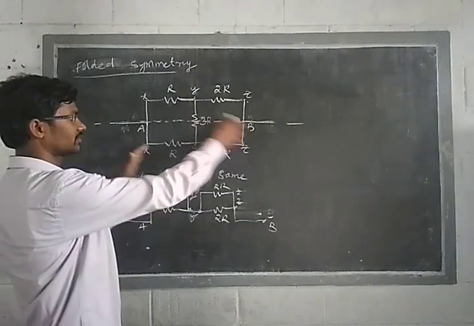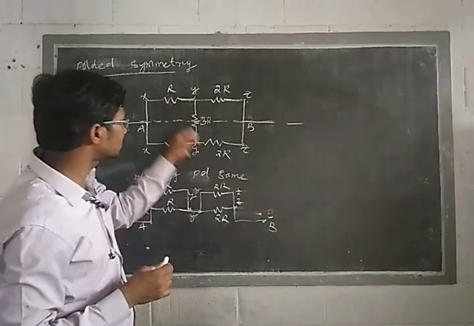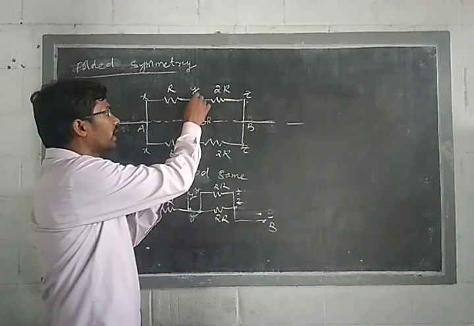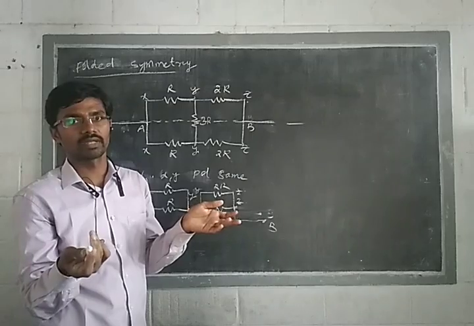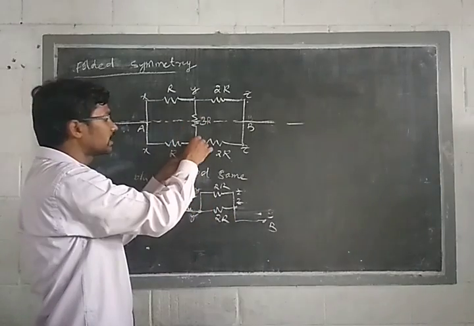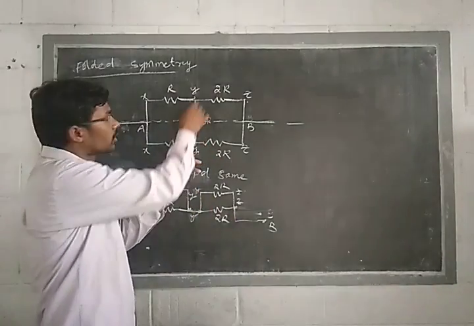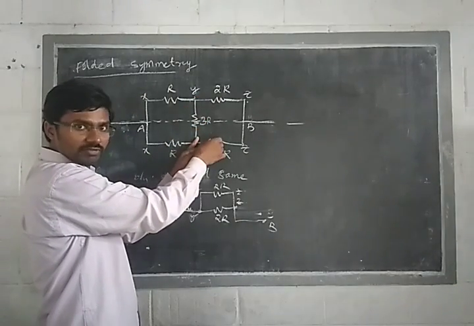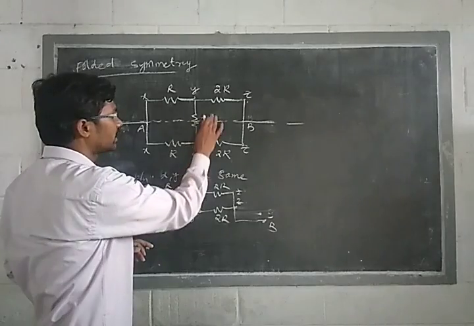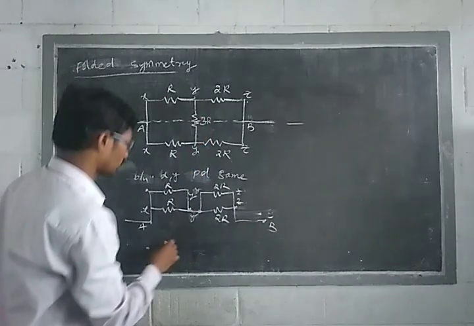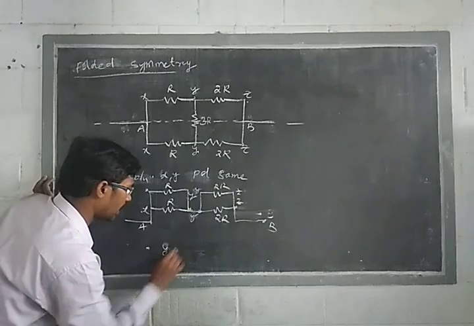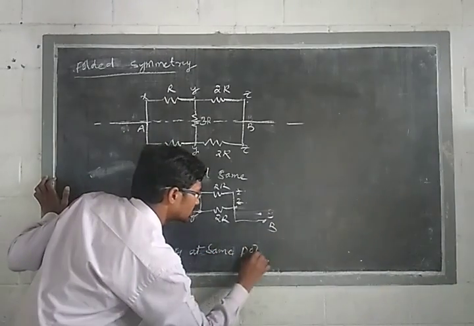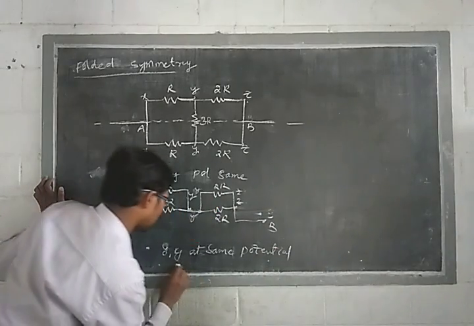Just complete it. This one you need not consider. But what about this 3R resistance? Please tell me. Across the 3R resistance, you can see Y and Y are at the same potential. Y and Y are at the same potential, so what is the potential difference? 0. Potential difference 0 means, is there any flow of current across 3R? No flow of current. Then you can ignore this resistance.